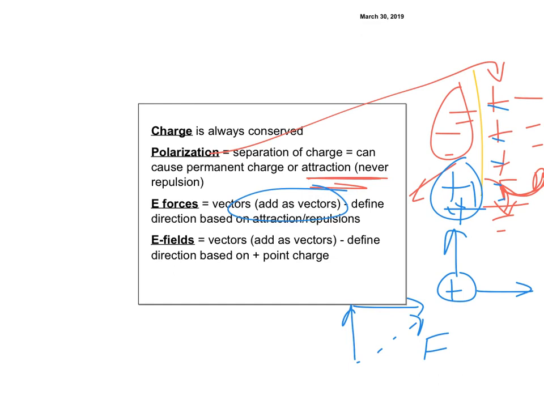90% of them are going to be 90 degrees. You can use the Pythagorean theorem. They're not going to do a lot of cosine, sine stuff because they don't want to waste the time for that. E-field, same thing. They are vectors, and they're defined, remember, by a positive point charge.